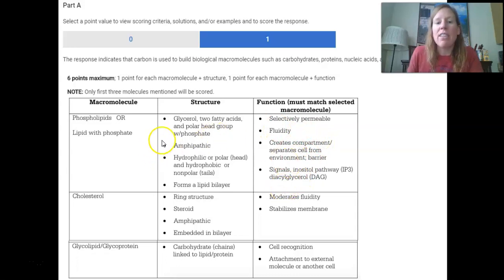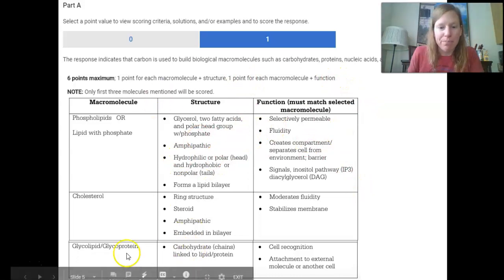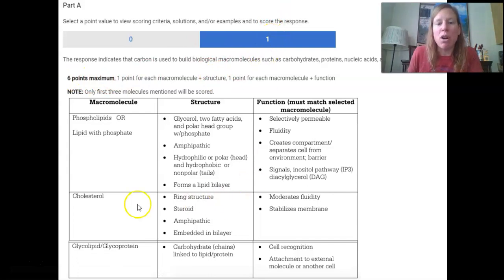There are some other things you could have said as well. Again, this would be worth 2 points: 1 point for the macromolecule, and then 1 point for the function and structure. So you'd get a half point for each. You also should have talked about either cholesterol or the glycoprotein, again, 1 point for naming them, and then 1 point for the structure and function. So ours is not out of 6, it is out of 4, but it gives you an idea of how you would want to grade it.